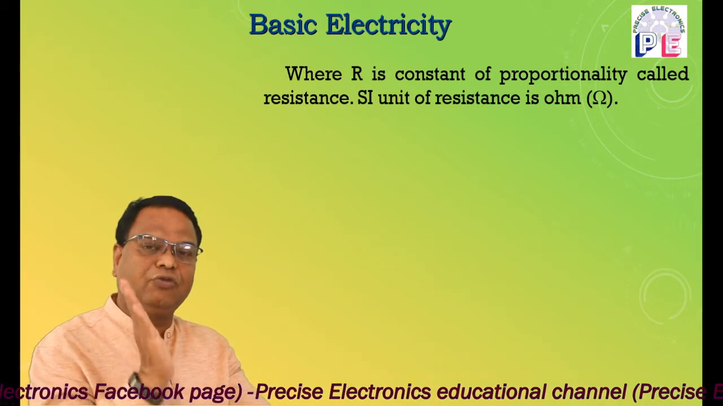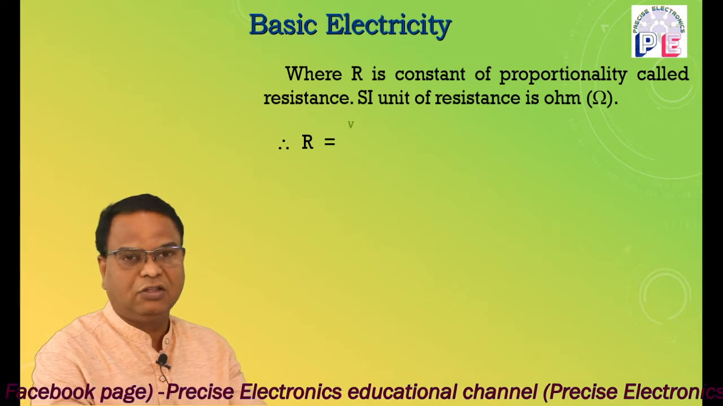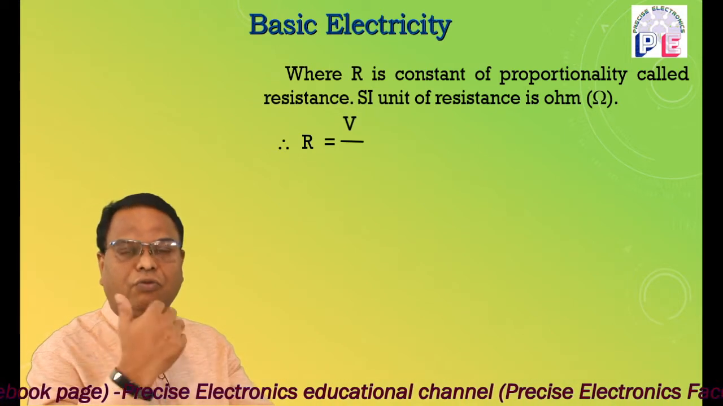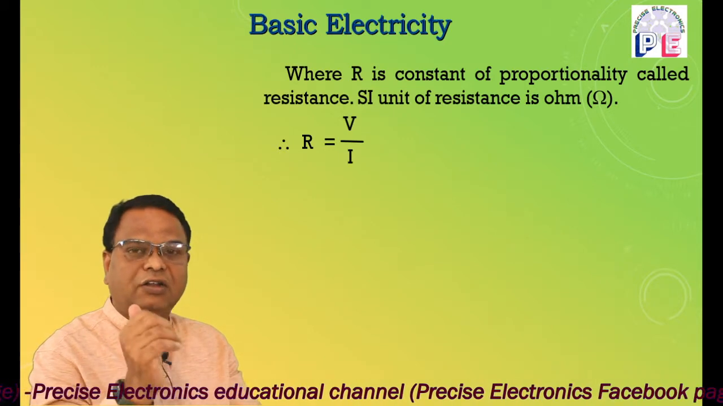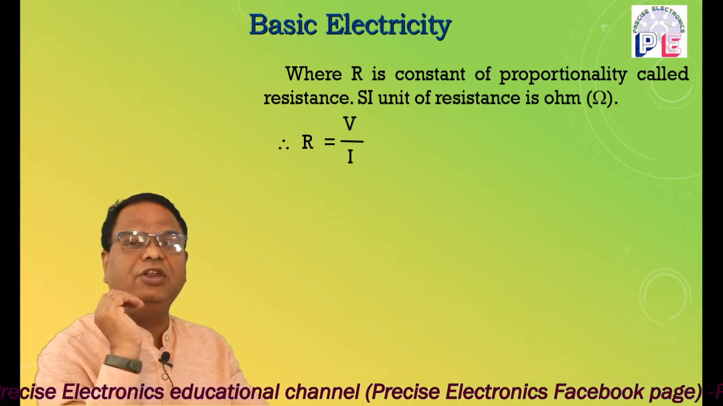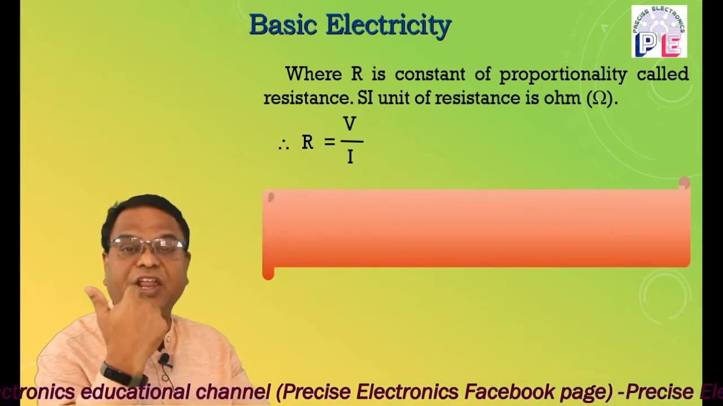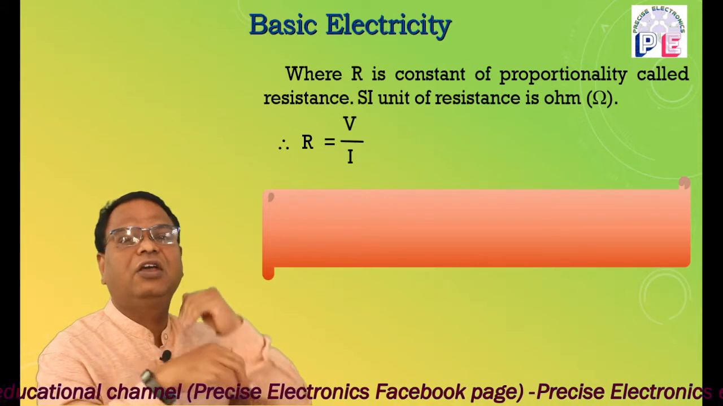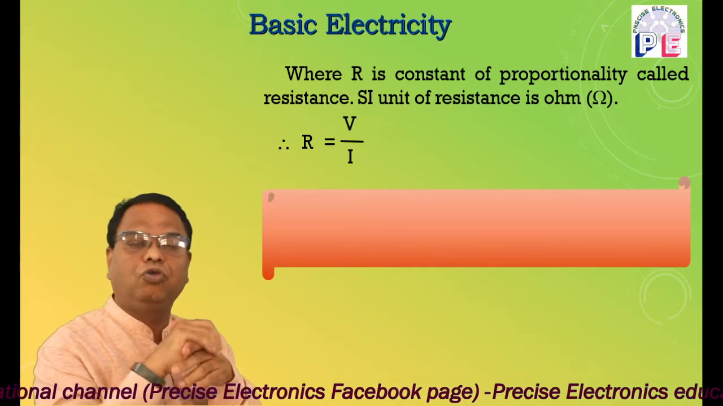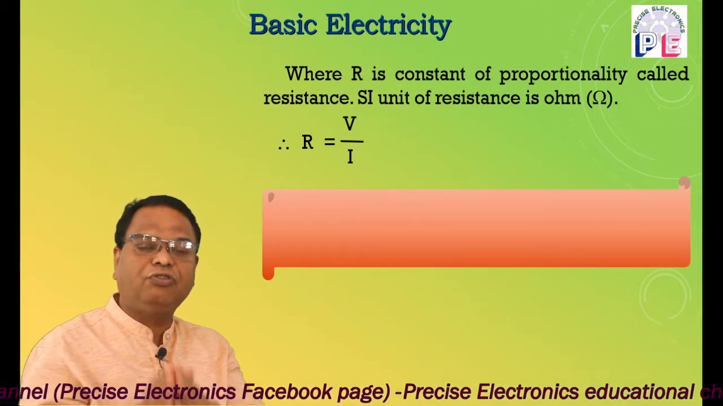If V is equal to IR, therefore R is equal to V upon I. So R is the ratio of voltage to the current. R, that is resistance, is measured in Ohm, V, that is voltage, is measured in volt, and I, that is current, is measured in ampere.